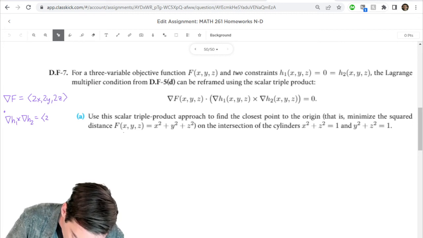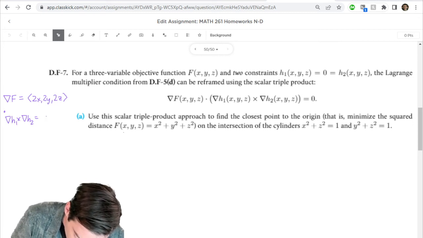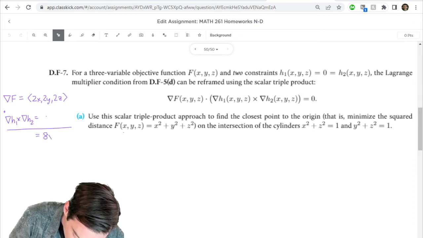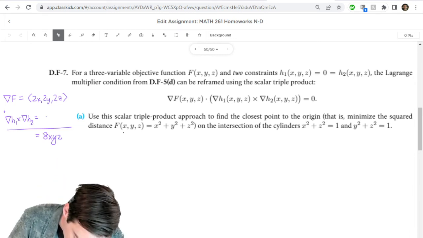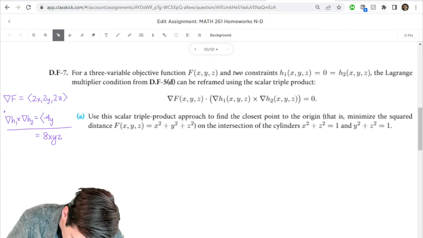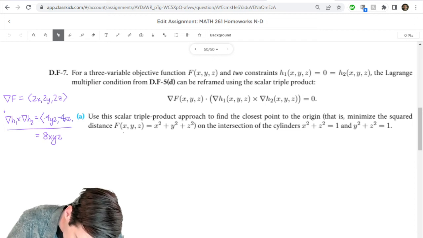Anyway, maybe I'll skip over this part because what I saw in the Discord was correct. When you do this triple product, you end up getting something like 8xyz or something like that? Minus 4yz, that's the first component. And then the second component was negative 4xz. And the third component was positive 4xy. Okay.